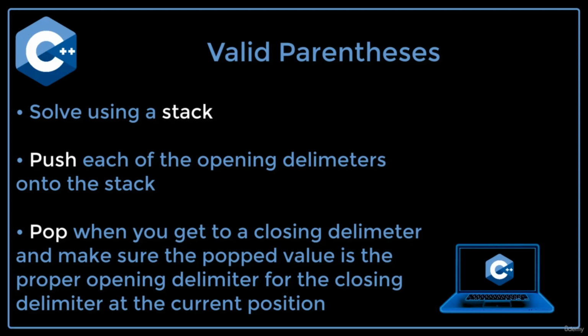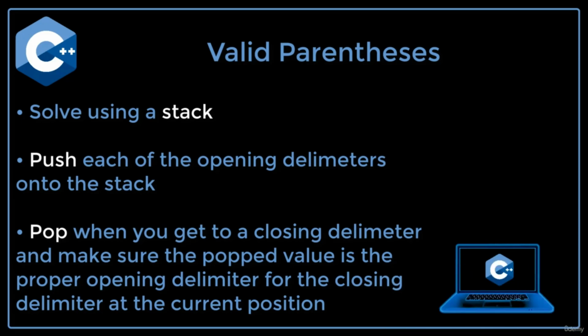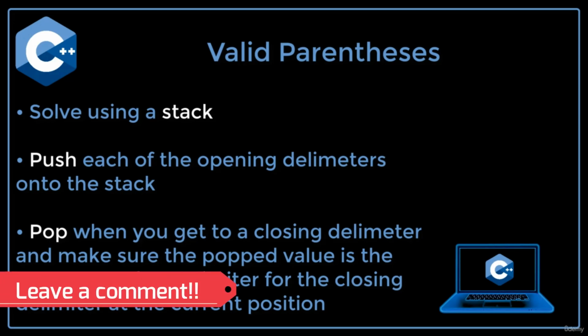If we hit a closing delimiter, we will pop off of the stack and check if the popped value matches the type of the opening delimiter. If it does, we can continue. Else, we can return false because there is a mismatch. If we get to the end of the for loop and our stack is not empty, we will return false as well since there is one or more characters left over on the stack after our algorithm has completed.